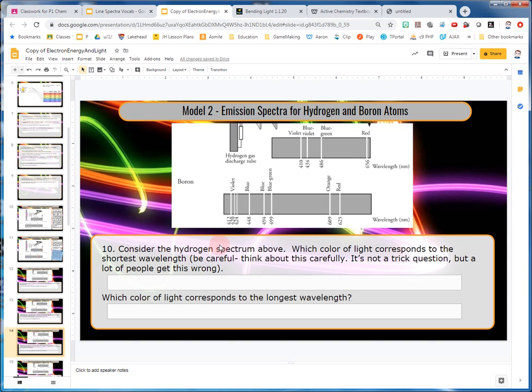Number 10, consider the hydrogen spectrum above. That's this one. Remember, this is hydrogen. This is boron. Which color of light corresponds to the shortest wavelength? Well, if you remember earlier, and it's okay if you don't remember which one we said, you can always go back and look.